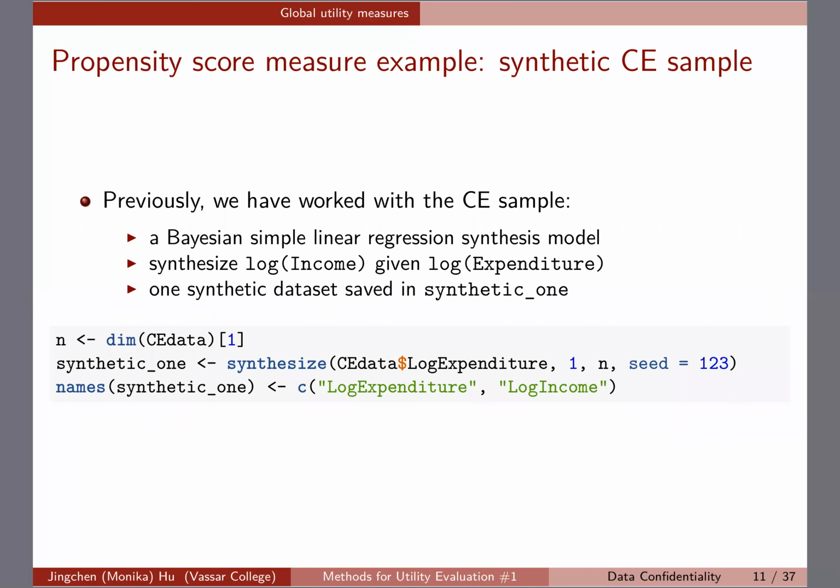I'm using an example of the synthetic CE, and I was just doing the simple linear regression case. We have the synthesized log income given the unsynthesized log expenditure. I included the code here. The only other change I made is I added one more argument in my synthesize function, so I can set C, because I want to use the same synthetic data set every time when I'm going through all of the different measures. Other than that, we have this synthetic object storing one synthetic data set. The first column is the log expenditure, unsynthesized. The second column is the log income, which is the synthesized one.